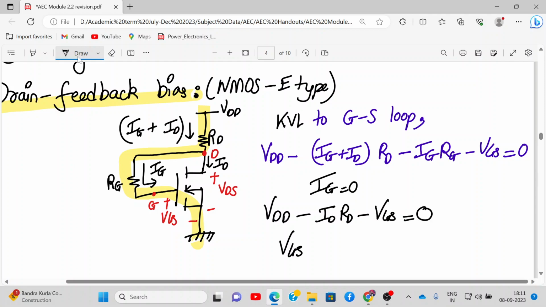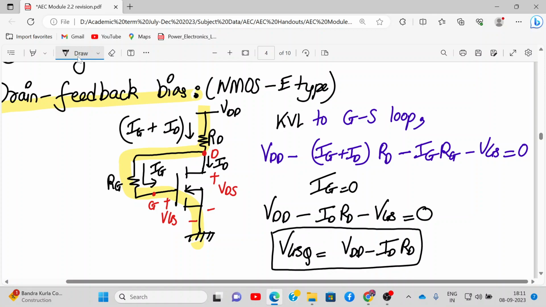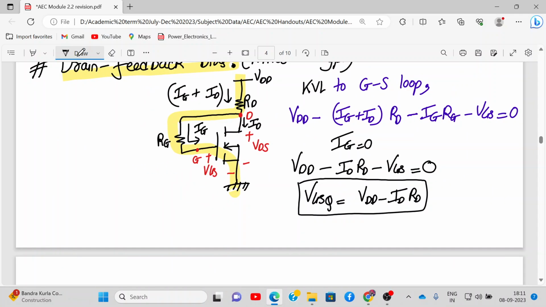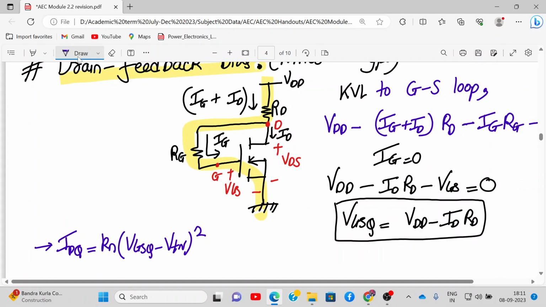So how much is VGSQ now? VDD minus ID into RD. That is the expression of VGSQ. Got it? Now once we know the value of VGSQ, we can find the expression of IDQ easily. So IDQ will be Kn times (VGSQ minus VTN), the whole square. Correct? Okay. Now we apply KVL to the drain source loop.